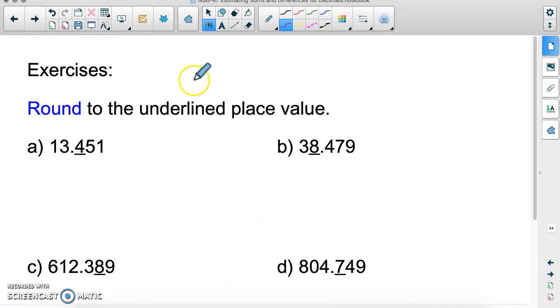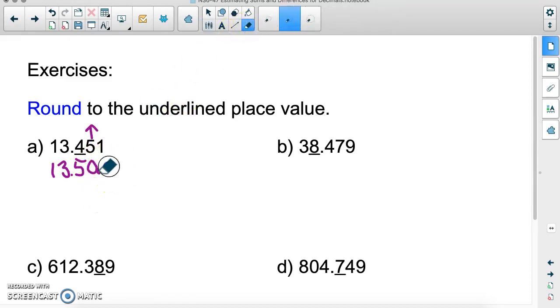Now let's do some practice exercises following these rules. Round to the underlined place value. So I have 13.451. I want to round to the 4. So I'm going to look to the next digit, which is a 5. A 5 tells me to round up. So the 13 stays the same. The 4 is going to be what's changing. The 4 is what is underlined and it's going up. So 5, that's all I do. If you really want to, you can write 0, 0, but you don't need to because it's the exact same thing as writing 13.5.